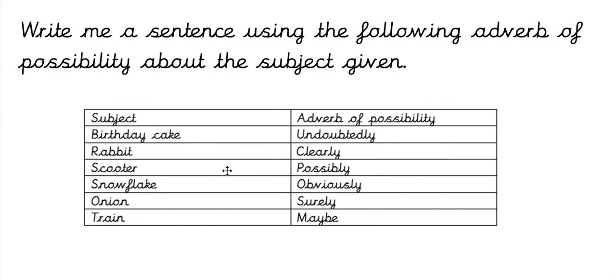I'd like a sentence about a scooter using the adverb possibly. A sentence about a snowflake using the adverb obviously. A sentence about an onion using the adverb surely. And a sentence about a train using the adverb maybe. Okay, does that make sense?